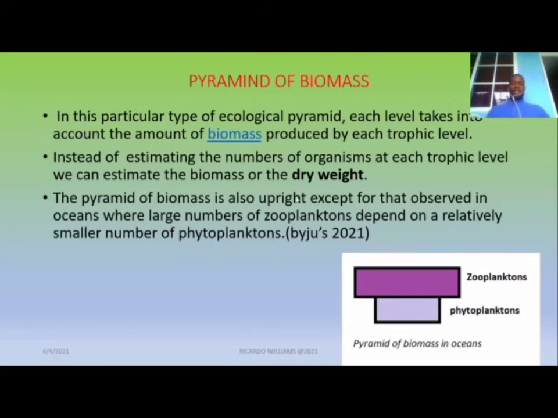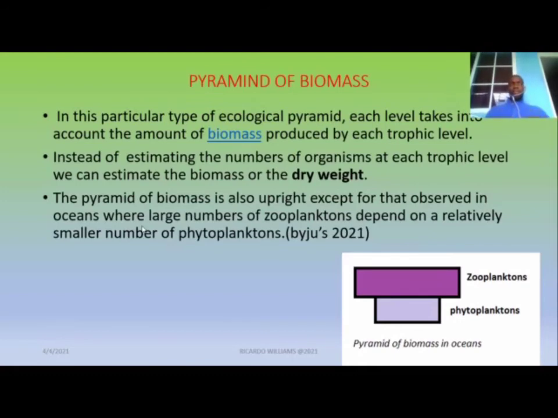So the pyramid of biomass is also upright, except for that observed in oceans, where large numbers of zooplankton depend on a relatively smaller number of phytoplankton. That example, we won't really come across cases like those. As I said before, we don't focus too heavily on marine ecosystems. We mainly stick to terrestrial ecosystems.